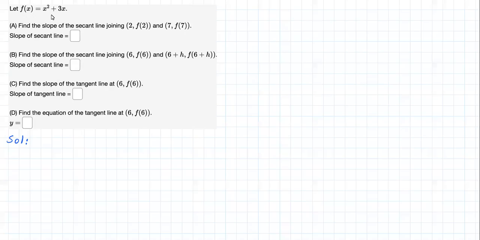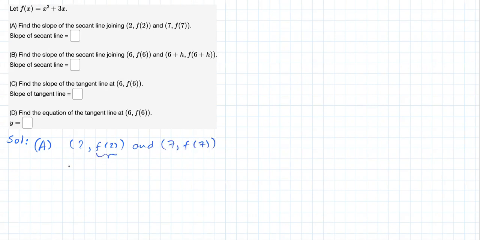Let f of x be equal to x squared plus 3x. Part A, find the slope of the secant line joining 2, f of 2 and 7, f of 7. Let's start there with part A. We are supposed to figure out the slope of the line passing through these 2 points, right?